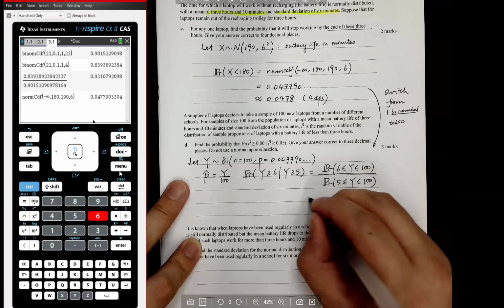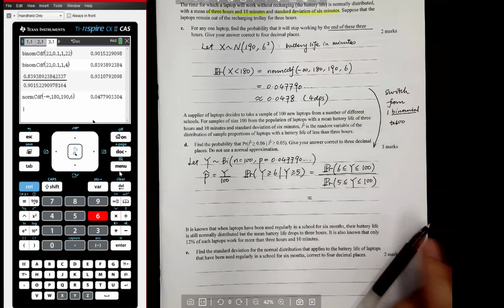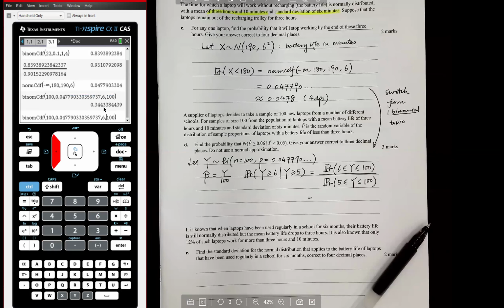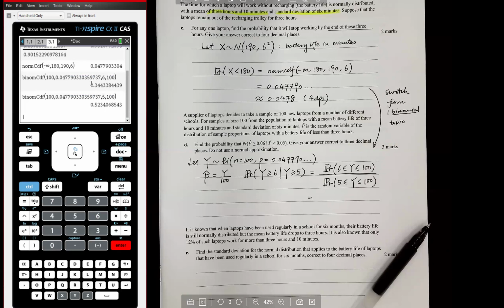And then you just get the answer. So in this case, I'm going to use a binom CDF again, but this time I should use 100 for the sample size and the previous value. Try to quote more digits. And from 6 to 100, that's the numerator. And then the denominator is going to be this one. And I just divide them through.